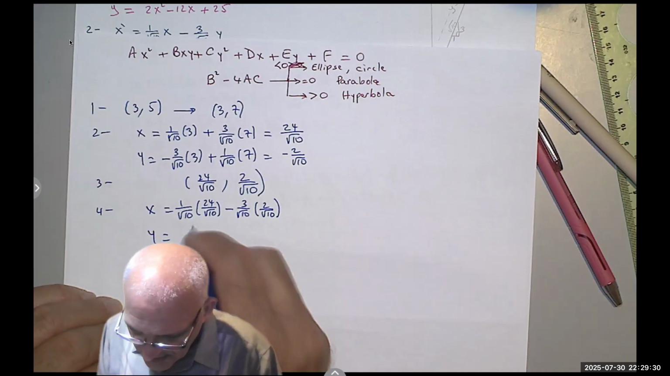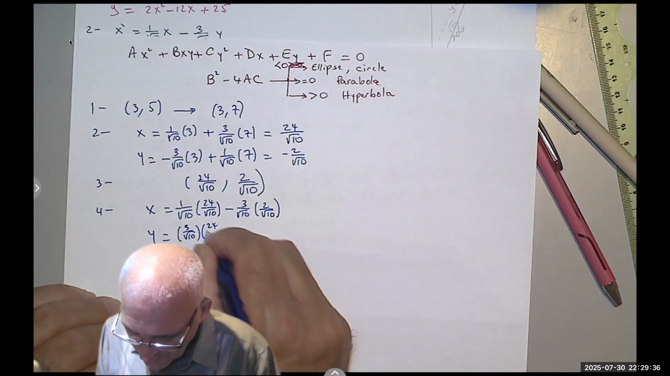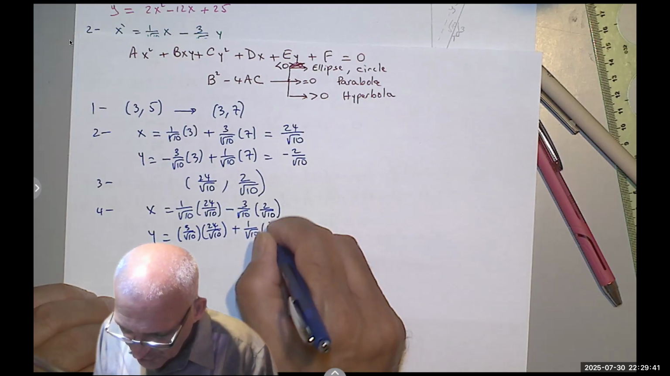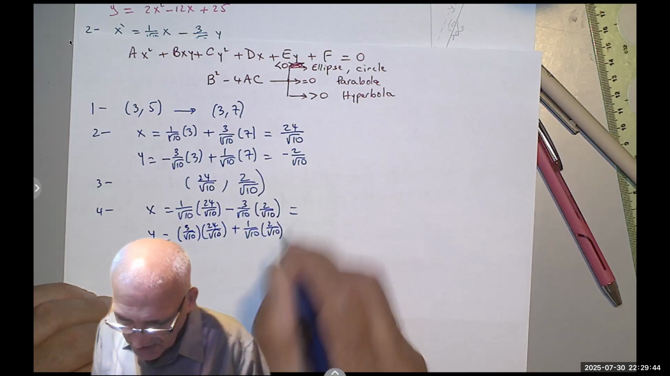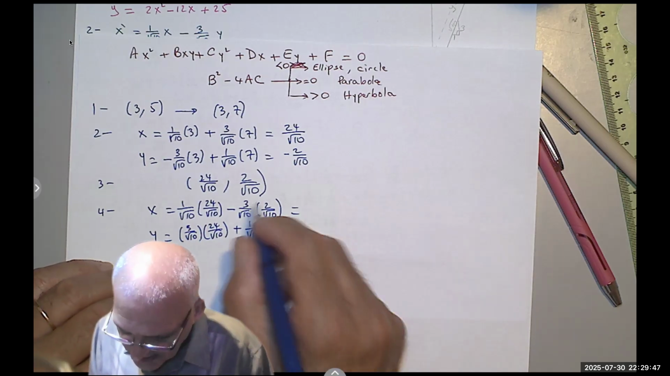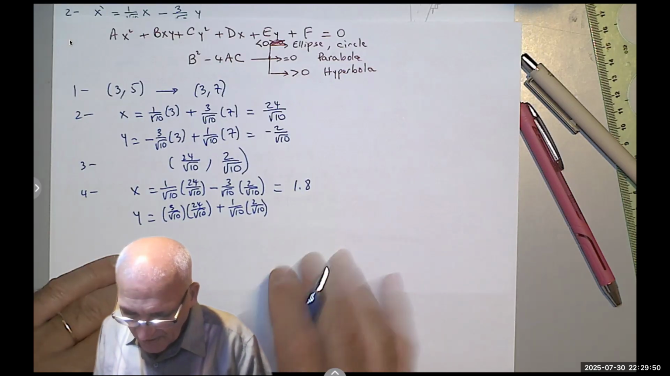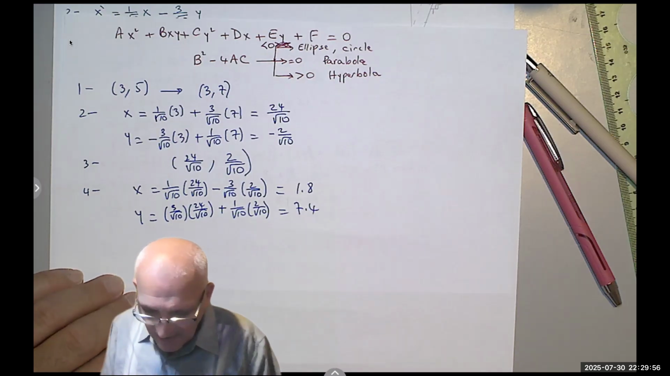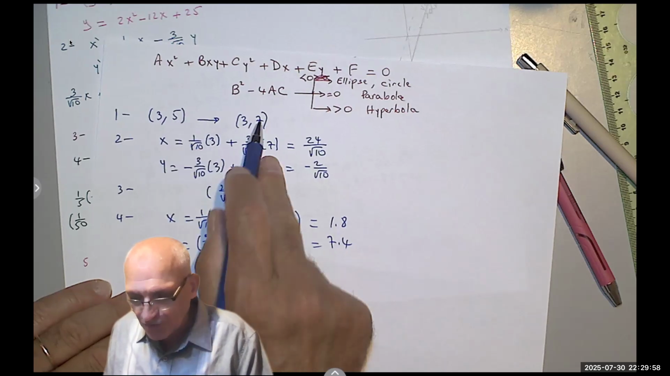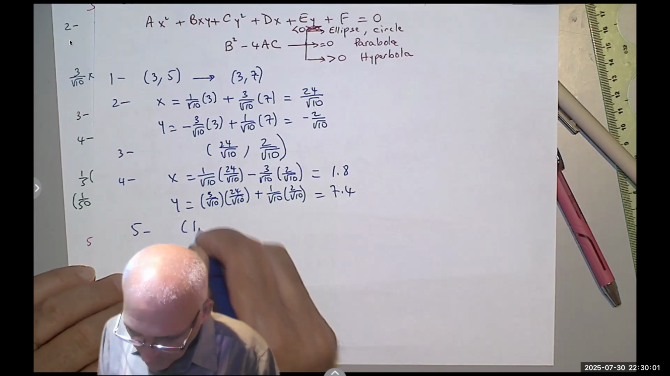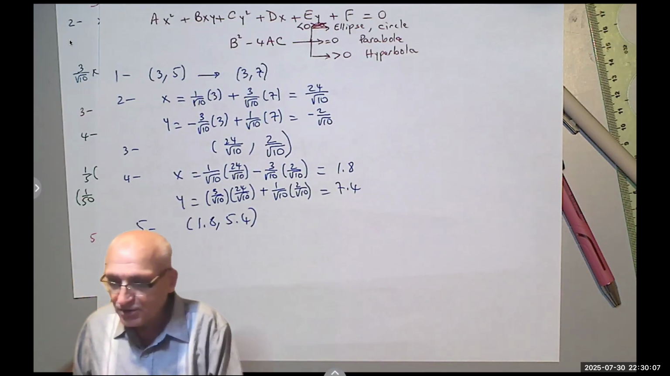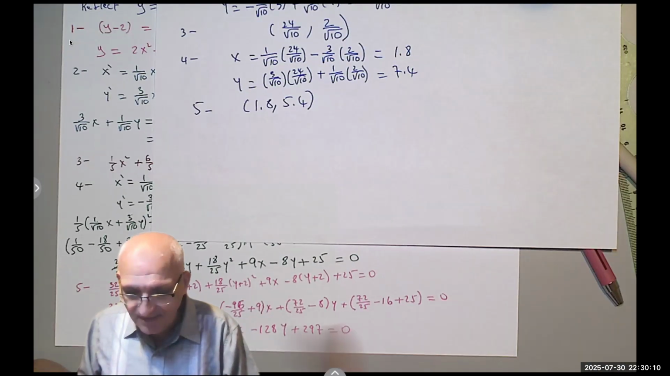And the y becomes 3 over root 10 times 24 over root 10, plus 1 over root 10 times 2 over root 10, equals 24 minus 6 is 18. 18 over 10 is 1.8. 72 plus 2 is 74 over 10 is 7.4. And finally, remember here we added 2 to the y, so we subtract 2 from the y, you get 1.8 and 5.4. If this point turns out to be on that, we check the answer.